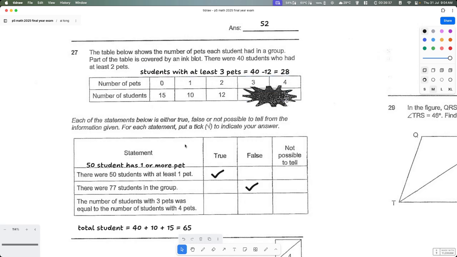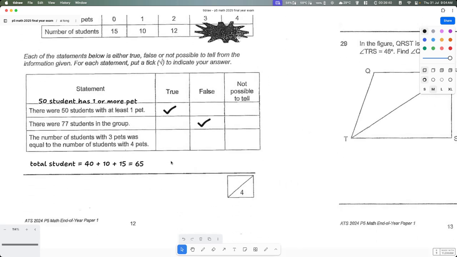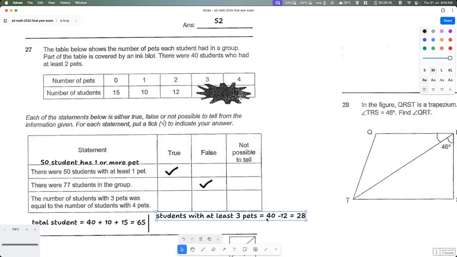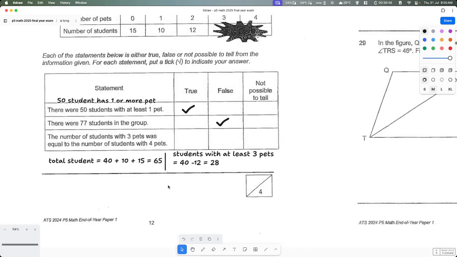So in this way, let me just draw a line. Okay, so students with at least 3 pets is 28, right? And then I'll say possible numbers of 3 pets versus 4 pets owners can be either 14 or 14, right? Or can be 15 and 13, right? So that means this one is not possible to tell.